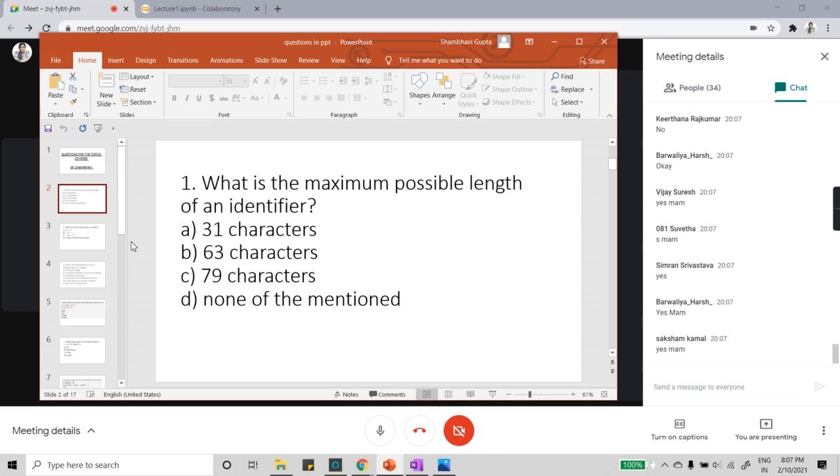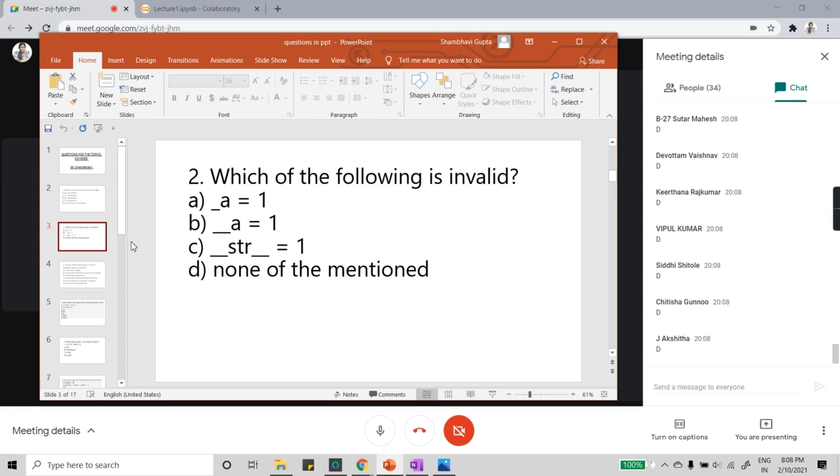So what is the maximum possible length of an identifier? A, 31 characters; B, 63 characters; C, 79 characters; and D, none of the mentioned. Very good. You are the first one to give the correct answer, followed by Simran, Karthi, Riya and many others. Maybe I missed some names because the chat is floating above. So here the answer is none of the mentioned, because I told you one rule that identifiers can be of any length, right? So this is followed.